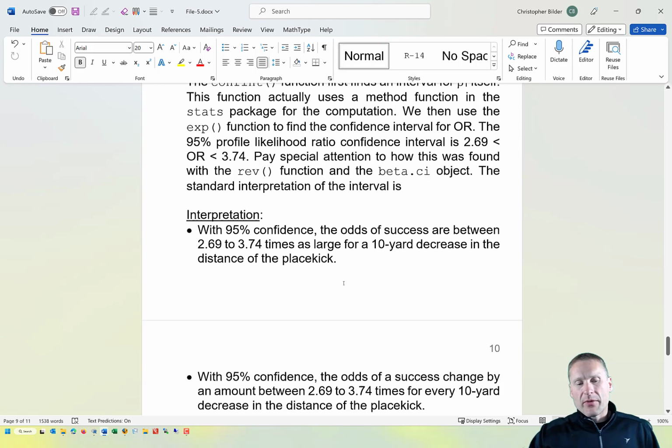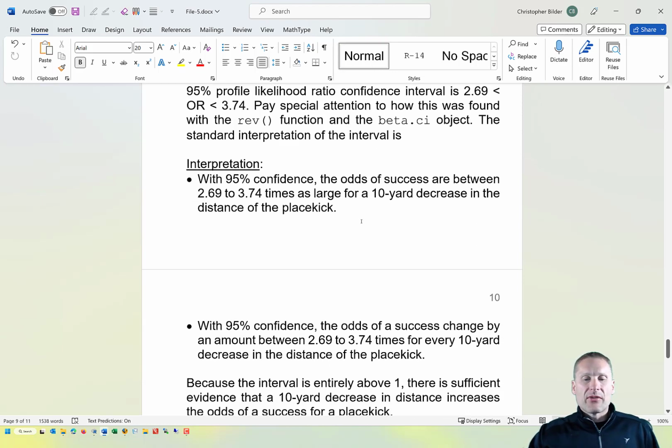So how do I interpret this then? Well, with 95% confidence, the odds of a success are between 2.69 and 3.74 times as large for a 10-yard decrease in the distance of the place kick. Notice I do not have the word estimated right before odds because I'm no longer talking about an estimated value. I'm talking about a confidence interval for the actual true value, the population value.